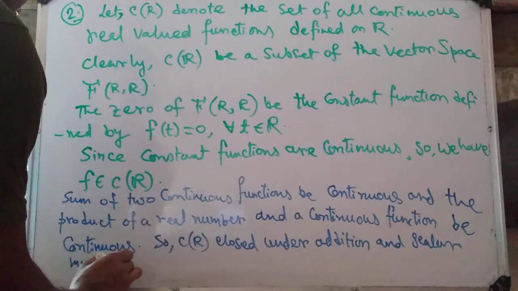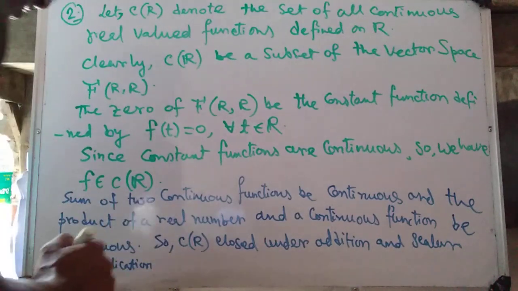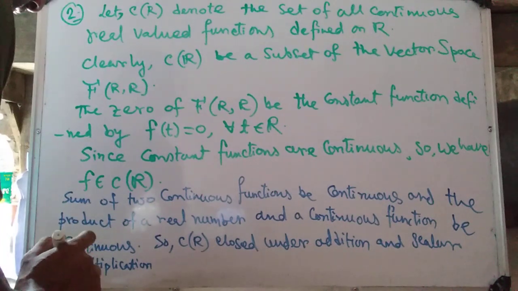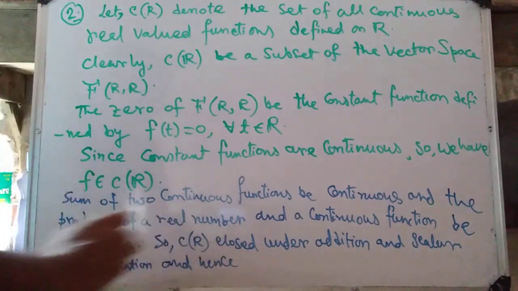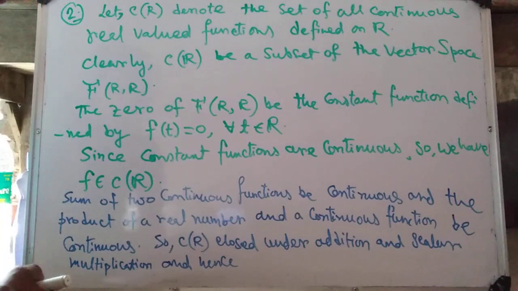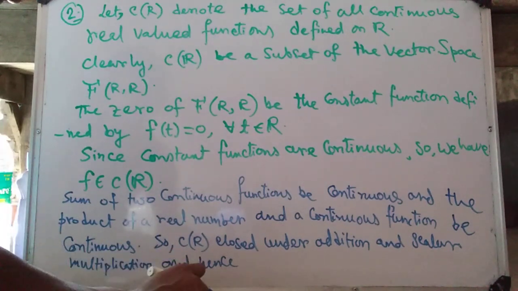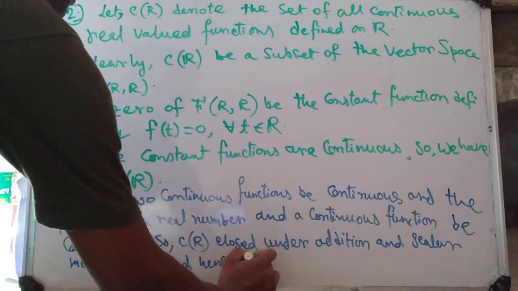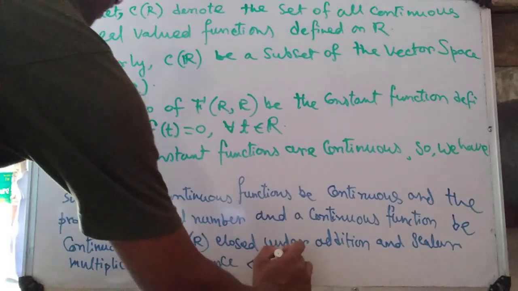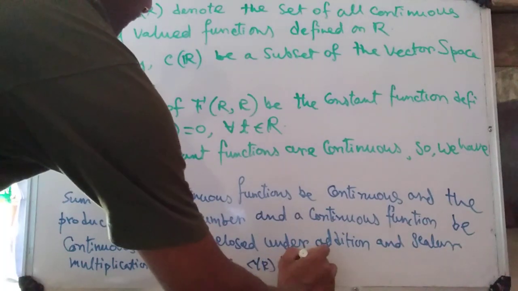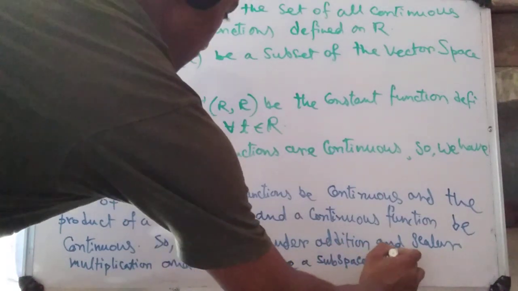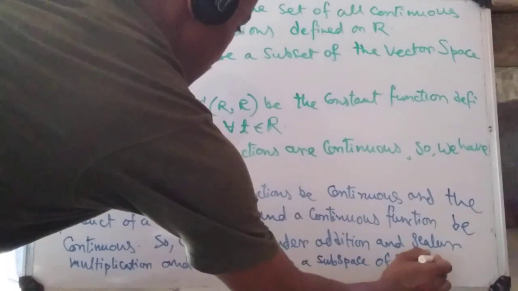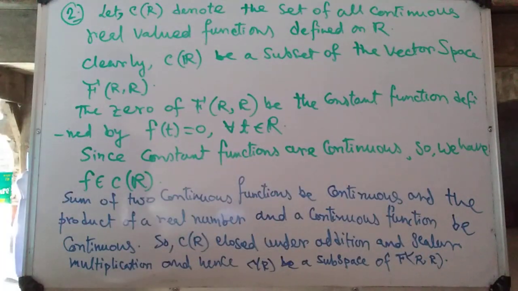Closed under addition and scalar multiplication, and hence C(R) is a subspace of F(R,R). Understood or not?